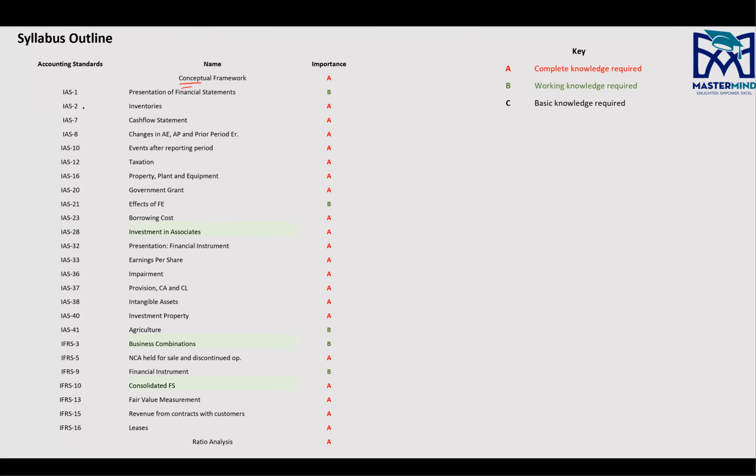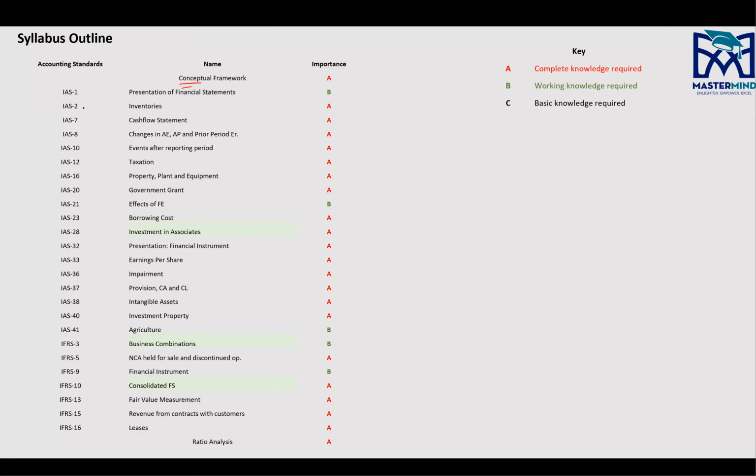And then we'll move on to the conceptual framework. I call the conceptual framework the Bible of accounting, because it's the basis of everything. It's the basis of all the standards. It's the basis of the entire accounting that we look at in today's world. That's what the conceptual framework is, right? The Bible of accounting, number one. Then we'll move standard by standard.